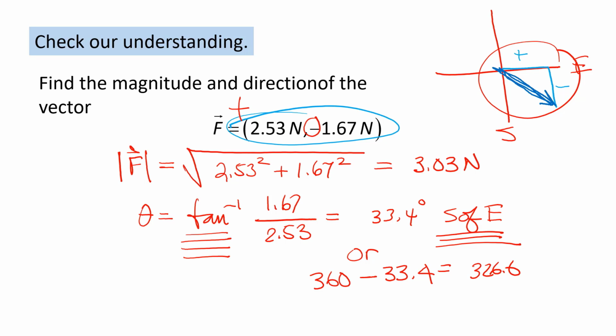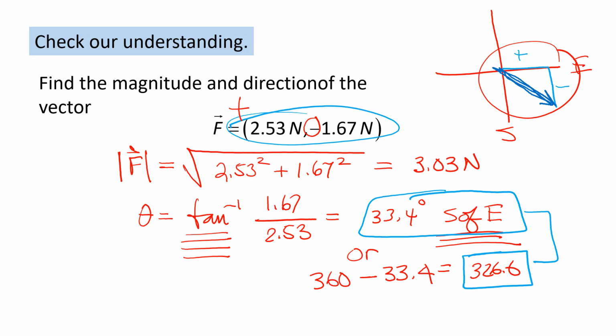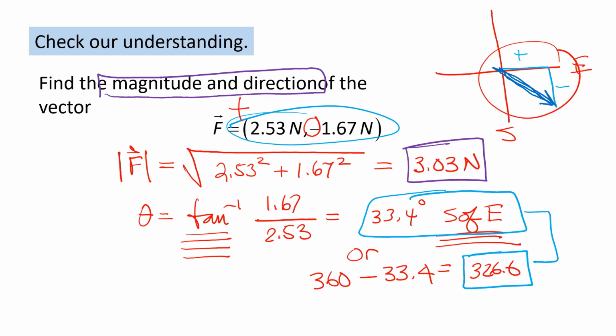I'm going to get 326.6. Okay, final color to wrap things up. I don't want it to look too much like Christmas. We just got finished with Christmas. So there's your standard angle. Both of these suffice as the direction, either one or the other. You wouldn't do both. And then there's the magnitude of your vector, magnitude and direction, which is what we were asked to find.